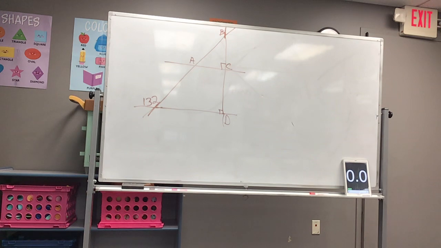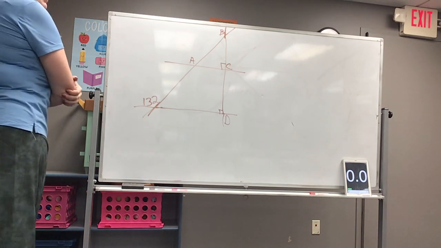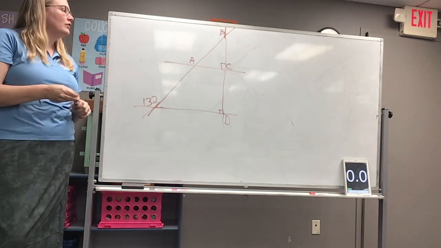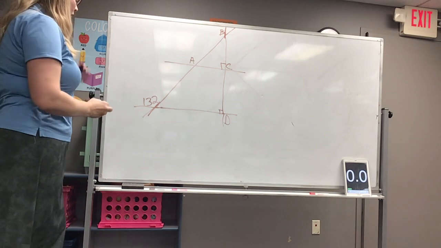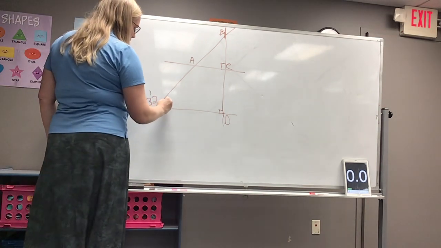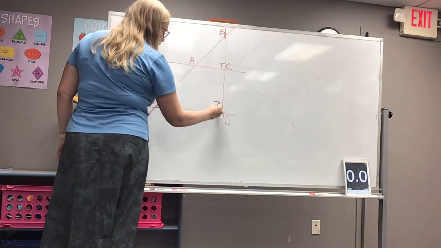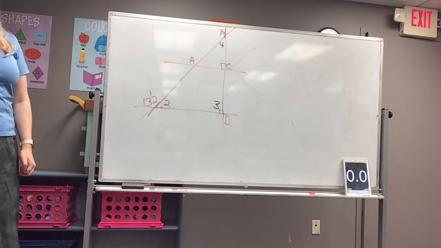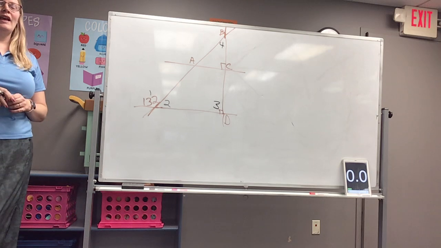All right. So, again, with geometry, there's a couple different ways to get this. Which one makes most sense to you? I'm going to label these angles as 1, 2, 3, and 4. These are the tools that we can use.